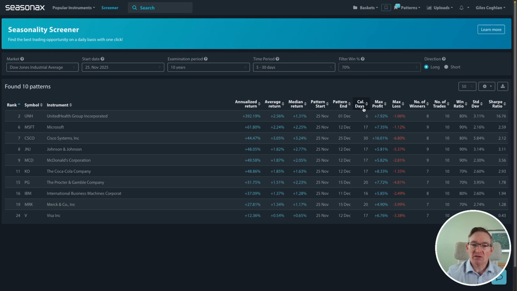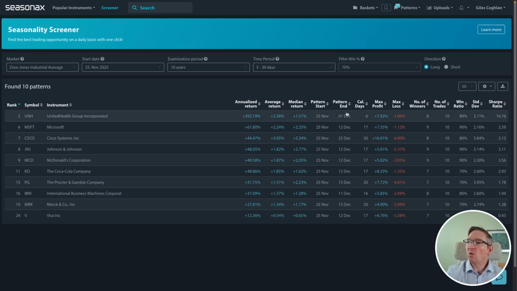This tells you how many calendar days are in the pattern. The max profit and max loss tell you the best and worst outcomes during the seasonal window across its history. So you can see the maximum profit, this is the best outcome. The maximum loss, this is the worst outcome.